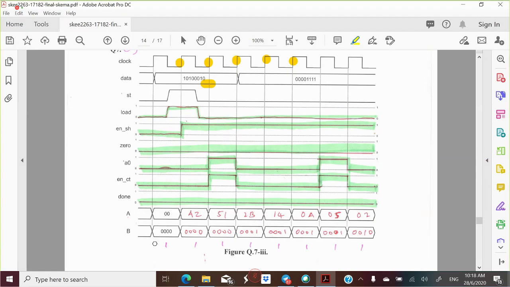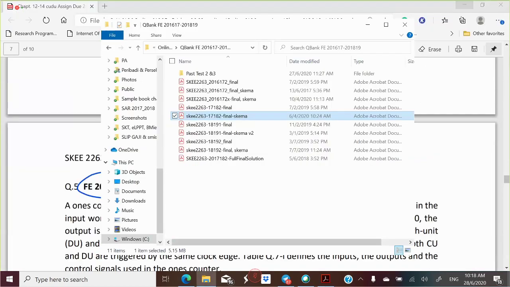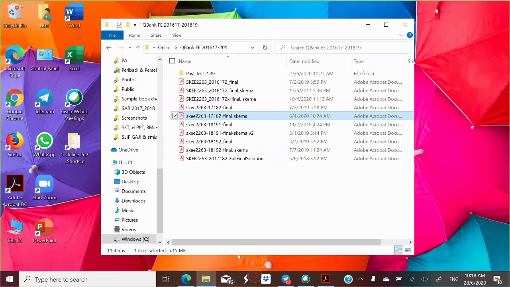And then A, and what is B? B is, let me see again the question, B is the number of ones, right? They keep track of the number of ones. Yeah, count, but the structure itself. Sorry, where is the structure?